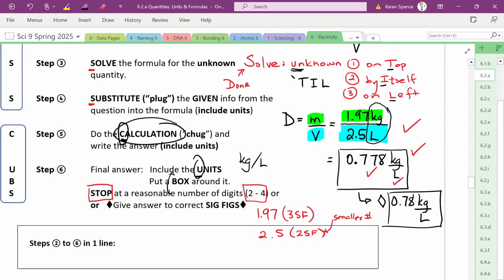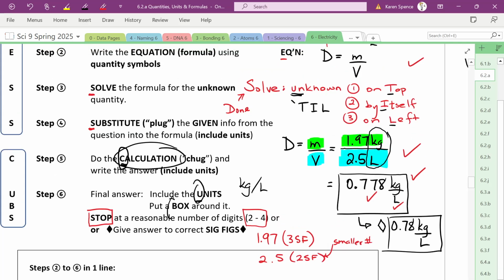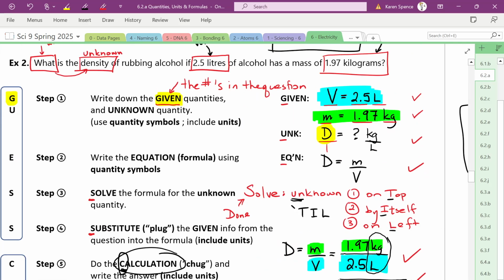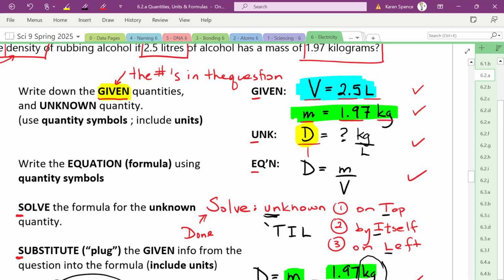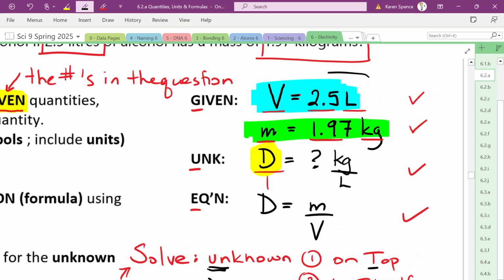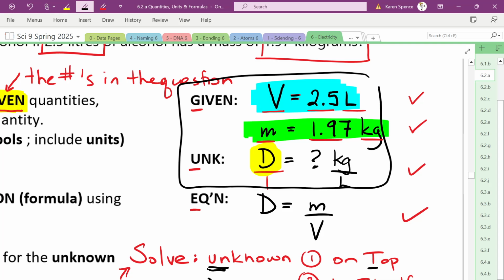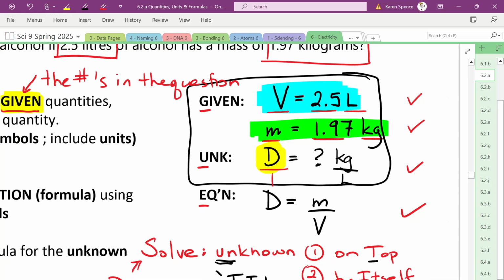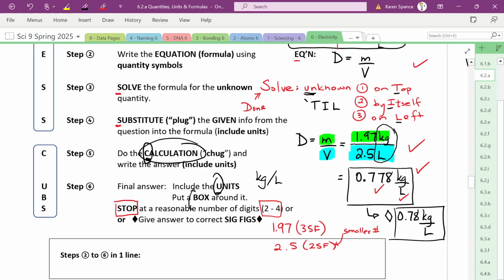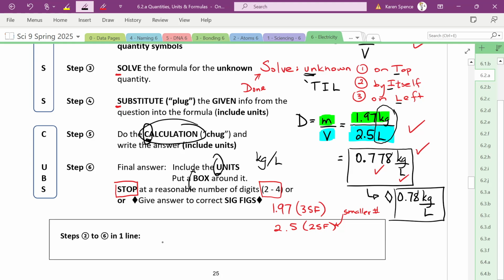Now, I'm going to show you all of steps 2 to 6 in one line because it looks like there's so much work here, but there really isn't. You do need to write out your given and your unknown, but all the rest of it can be done in one line. You can write your equation, D equals M over V.